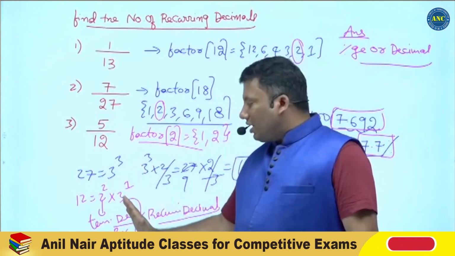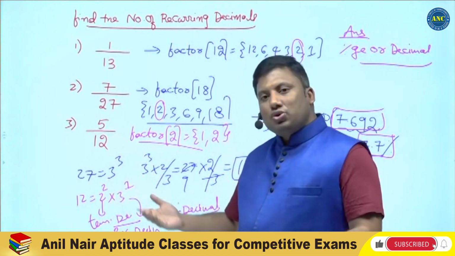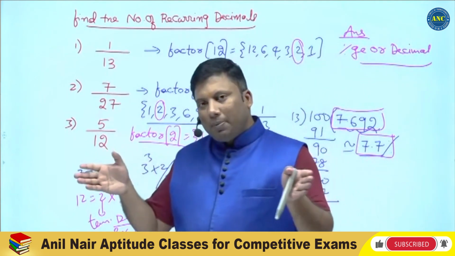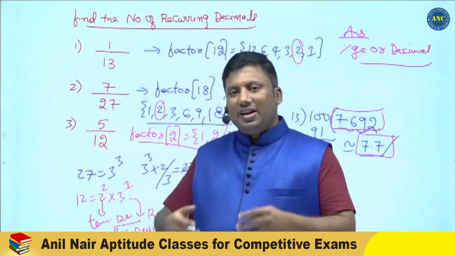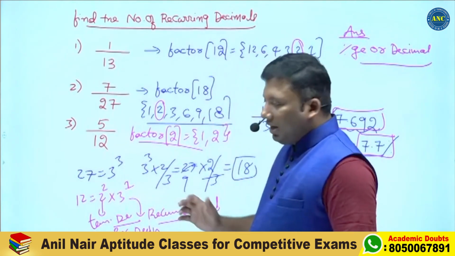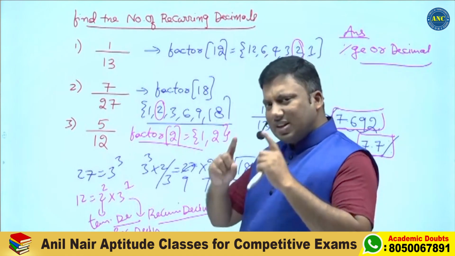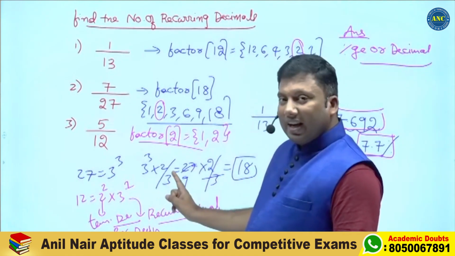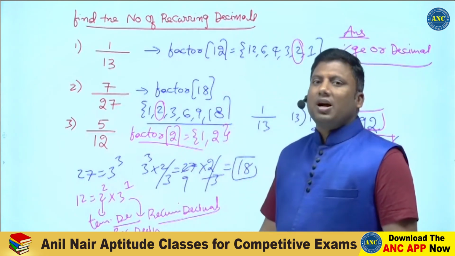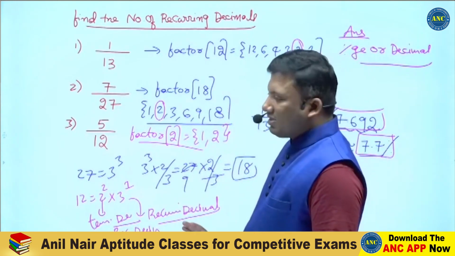12 is a combination of 2 and 3. 2 will give you terminating. 3 will give you recurring. Terminating plus recurring is recurring. Terminating into recurring is also recurring. I hope the idea is clear. Once we discuss fractions and decimals, I'll come back to it. Just a glimpse of it I am doing, because I am converting fractions into percentages.